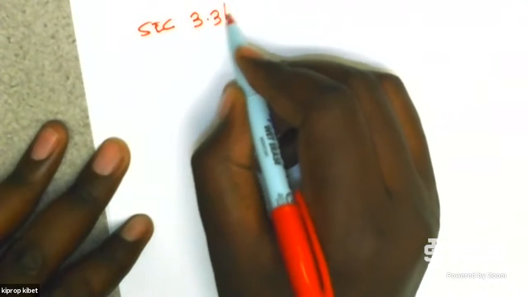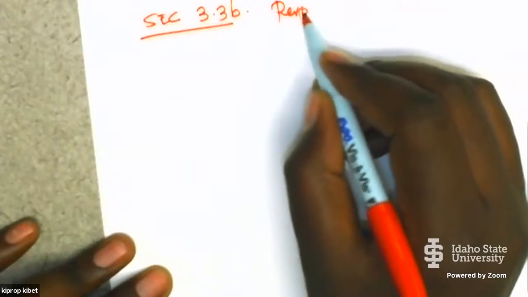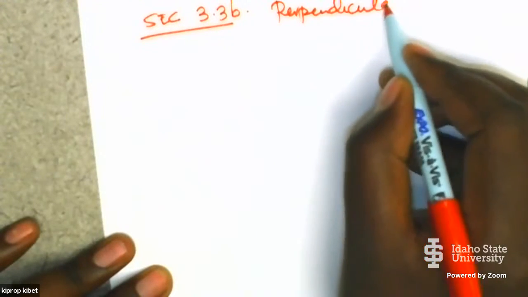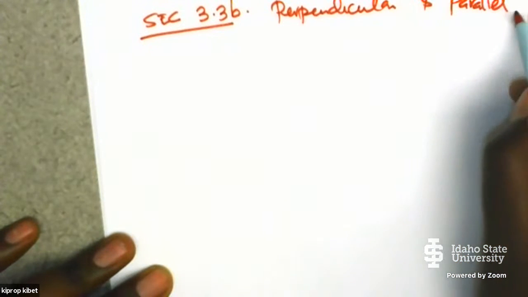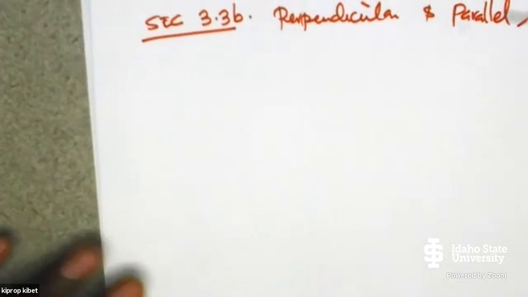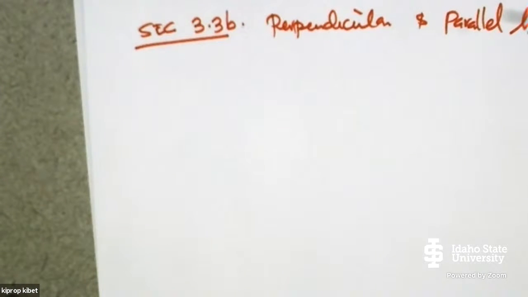Section 3.3b. It will be more of perpendicular and parallel lines. The perpendicular and parallel lines. Are you able to see that? Okay, so example 1.